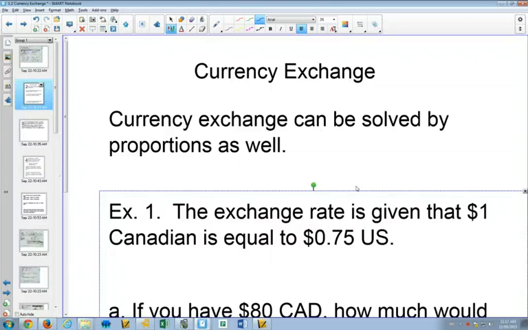So for currency exchange, the same proportions that we've been using for unit price, the same proportions we were using for changing different measurements, we're going to use the same thing for currency exchange as well. So this idea of proportions is super powerful because we can solve so many things with it.